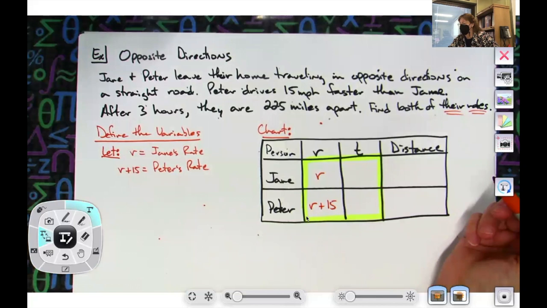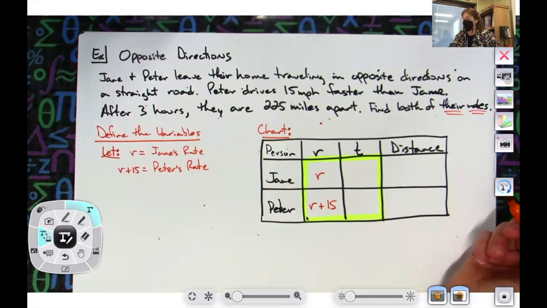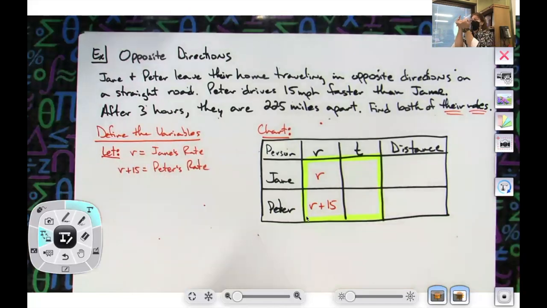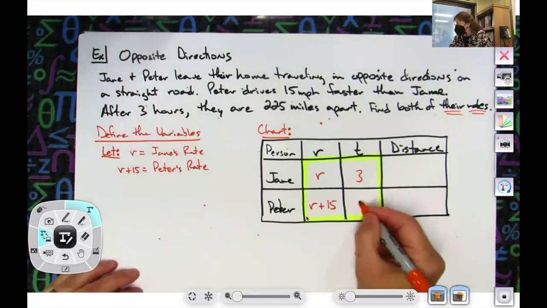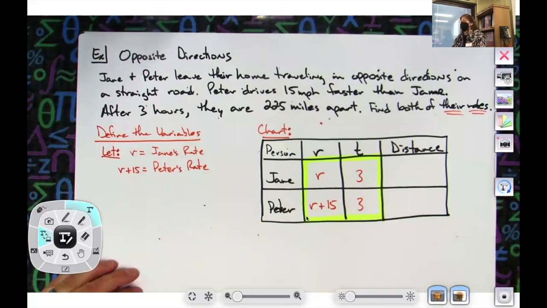Okay, so what's time? 3 hours, because it's the only time given in the story problem. After 3 hours, they started at home. They're traveling in opposite directions. So after 3 hours has passed, it's the same 3 hours for both of them, right? Because time is the same for everyone. So time for Jane is 3 hours. Time for Peter is 3 hours. 3 hours have elapsed. Okay.